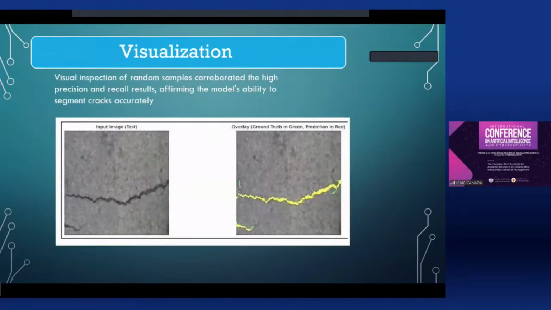This is an example. This is a test image that the model had not seen during training. After the model was trained and then given this image, it was able to differentiate clearly where the cracks are. For instance, you can see here what it predicted. It predicted that these are the cracks in the image, which proves the successful development of this model to perform this task.